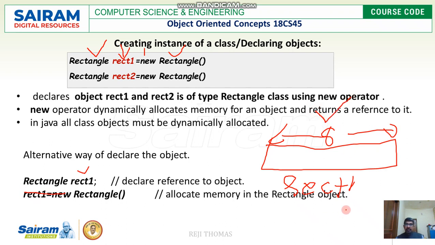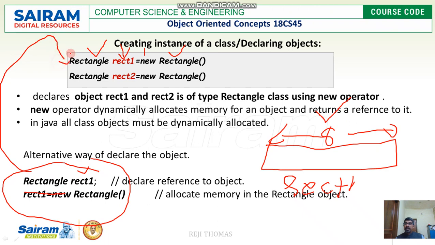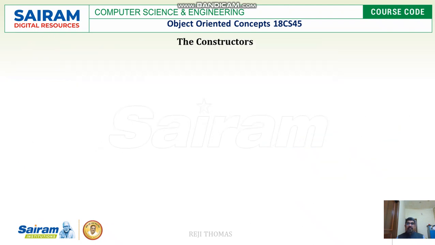So this is an alternative way of doing it. Let me repeat. This is the same as the first statement, where I have combined the allocation and declaring a reference to the object. Both the statements are combined in a single statement. So this is about creating an instance or declaring the object. Let me repeat. If you only declare an object, memory will not be allocated. Objects are nothing but class variables.